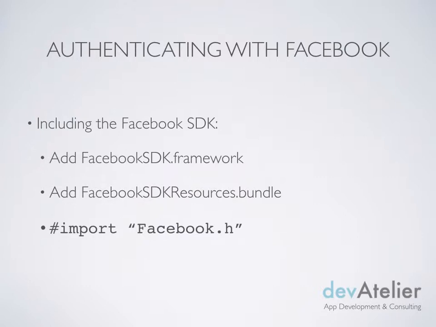The usual way where you drag and drop or you add them to the project directory. And then finally, import facebook.h. When you have the .framework file, it'll give you the .h, so you can include these libraries. The resource bundle will also give you resources like images and a couple of controllers to work with. So remember those 3 steps. Add the framework, add the bundle, and import the .h.